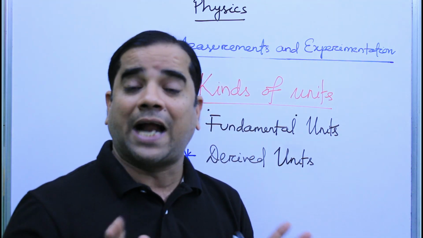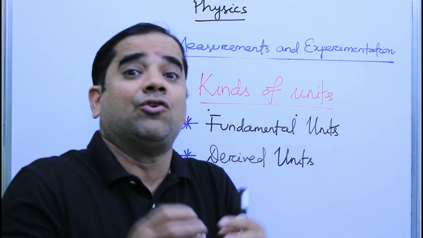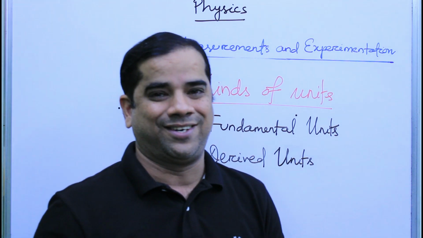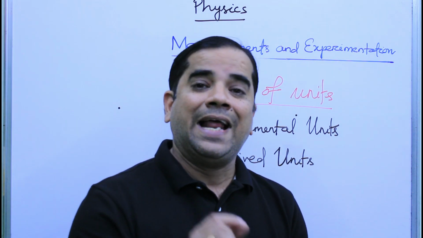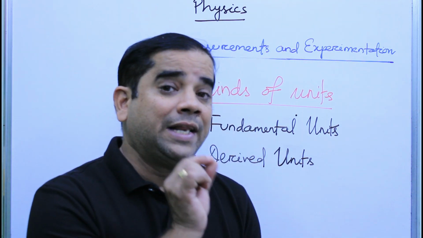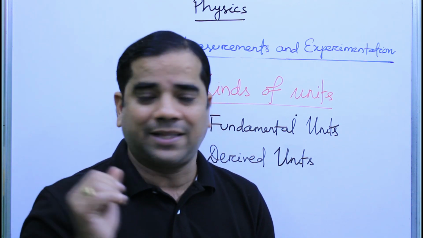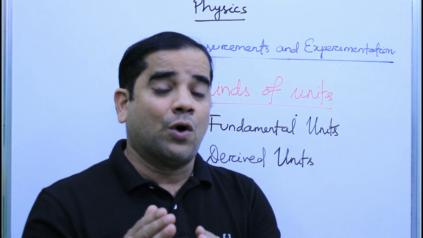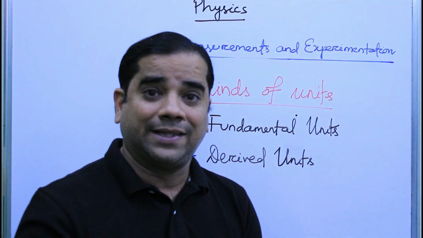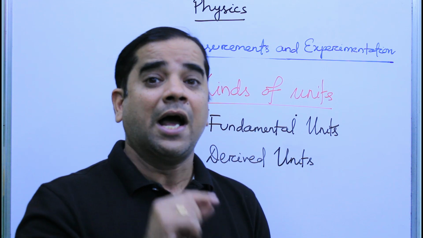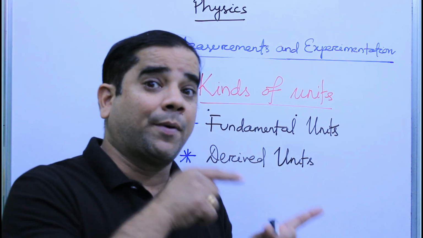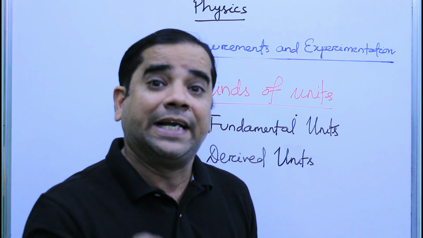That means they cannot stand alone. They need the fundamental unit for their own construction. For example, unit of volume. Volume has the formula length into breadth into height. So length, breadth, height, they give us length. So we need to have the unit of length to get the unit of volume. That means length cube would be the unit of volume. So it depends upon a fundamental unit. That's why it is a derived unit.